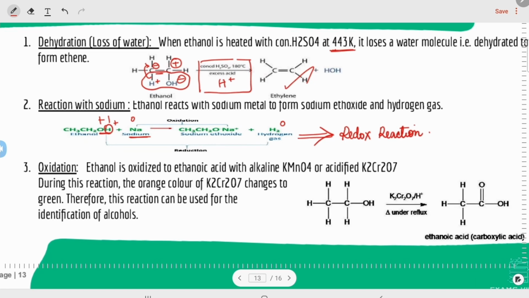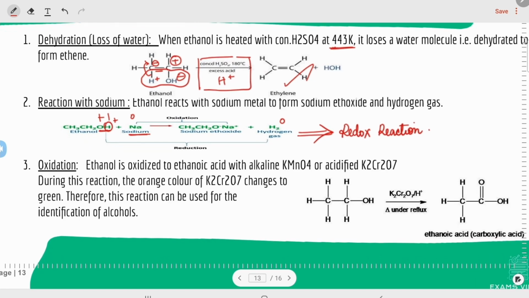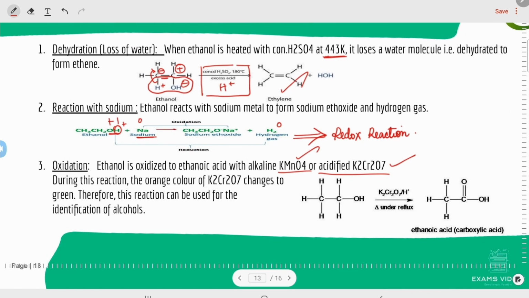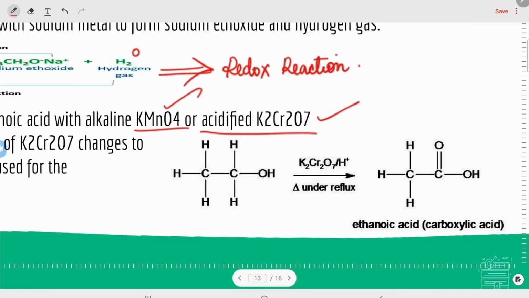And oxidation. What is oxidation? Oxidation in the sense addition of oxygen. Ethanol is oxidized to ethanoic acid with alkaline KMnO4 or acidified K2Cr2O7. This is potassium dichromate. This is potassium permanganate. During this reaction, the orange color of potassium dichromate changes to green color, and this can be used as a test for alcohol. What is going to happen here?